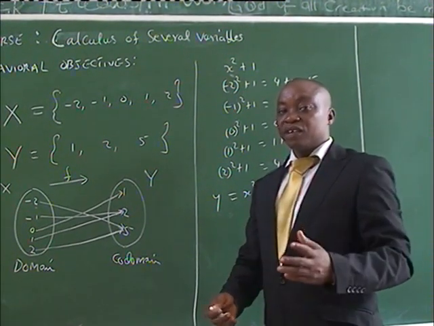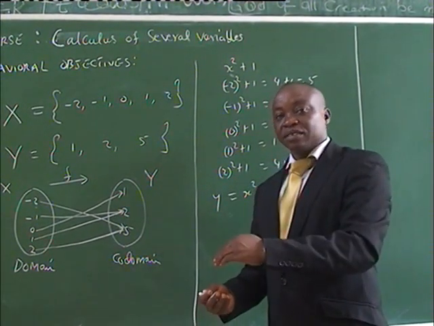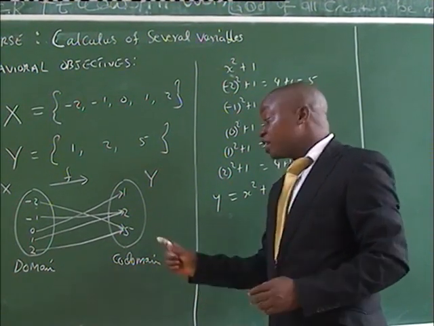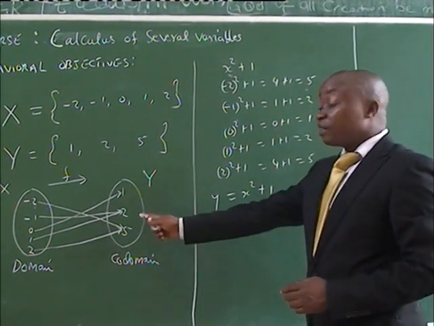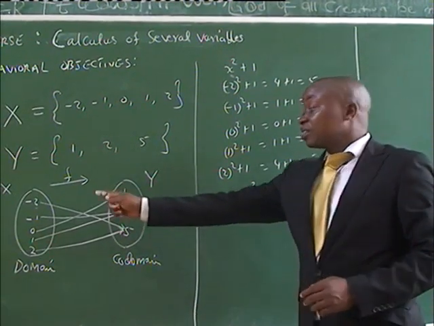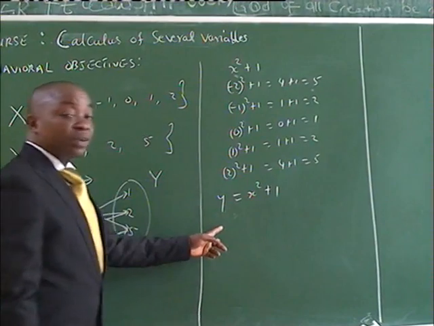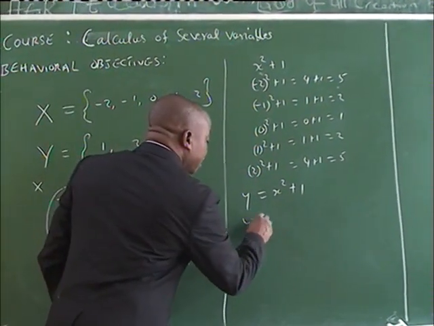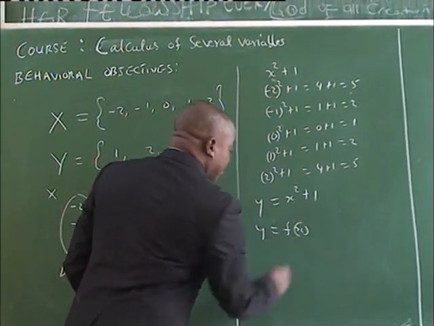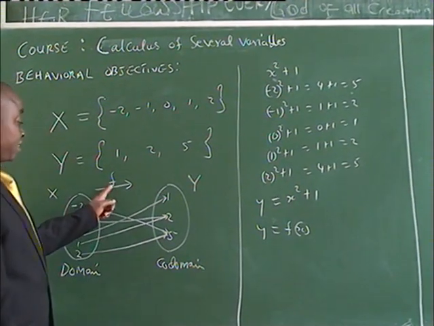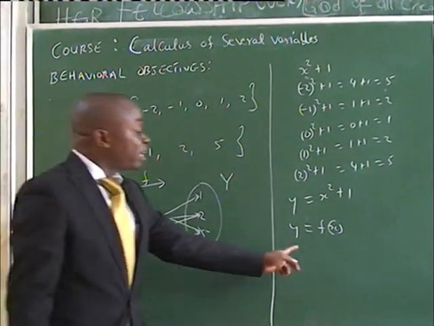So what is a function now? Something that depends on another thing. So y is a function of x because y doesn't have any say. It's only what x gives that y becomes. And so we write this: y is equal to f of x. Don't forget there's a rule f that is generating it. So y is equal to f of x.